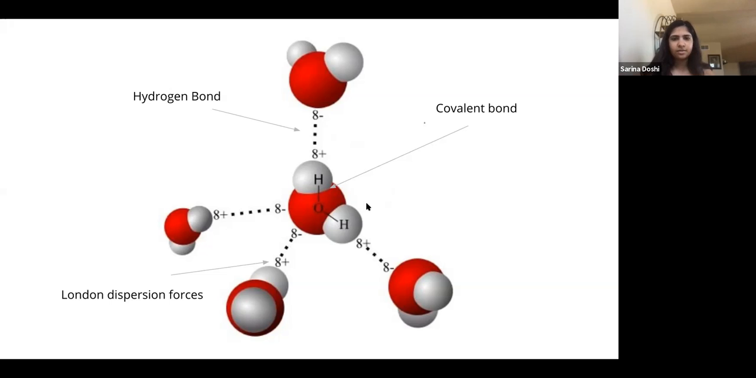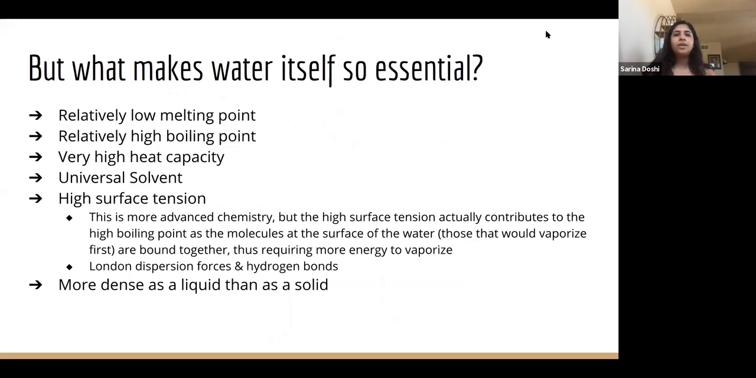Okay, so next. What makes water itself so essential? Even though we need it to live, it's also really important for a lot of different reasons. Water has a relatively low melting point and a relatively high boiling point.